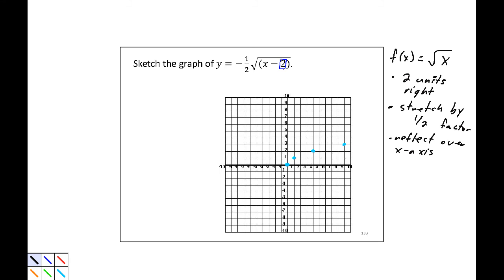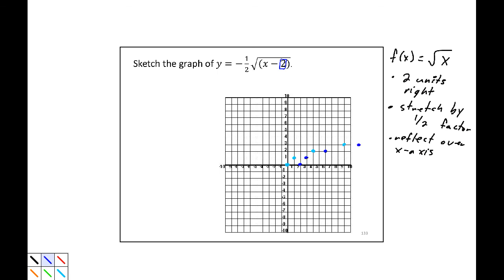So beginning with our parent function, those light blue dots, I'm going to shift these 2 units to the right. So from 0, 0, I now have 2, 0. 1, 1, I now have 3, 1. From 4, 2 is now 6, 2. And my 9, 3 will now be at 11, 3.